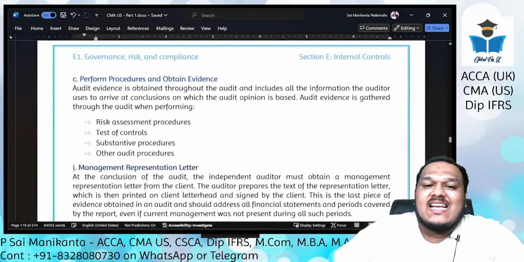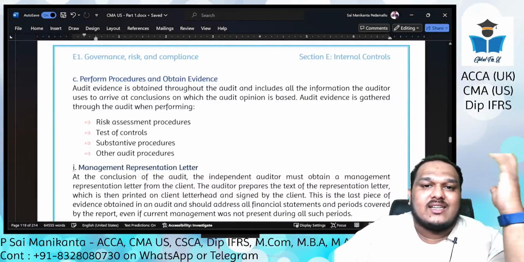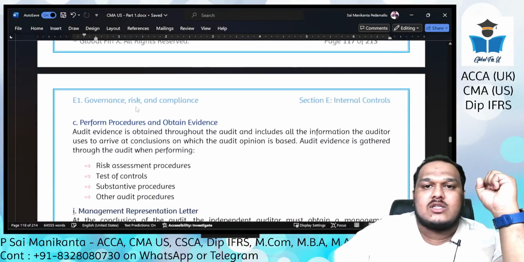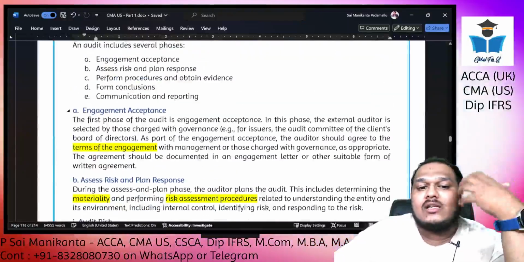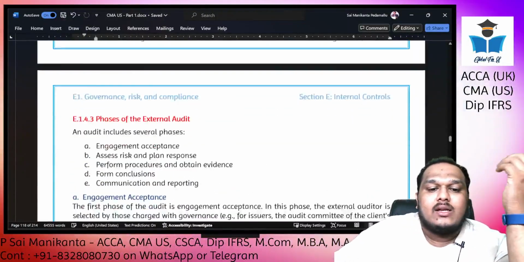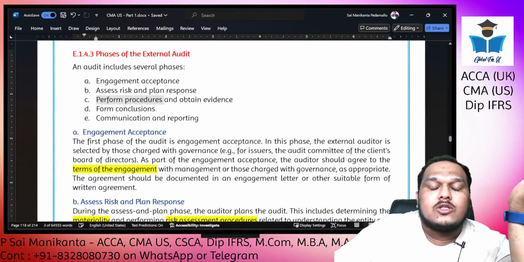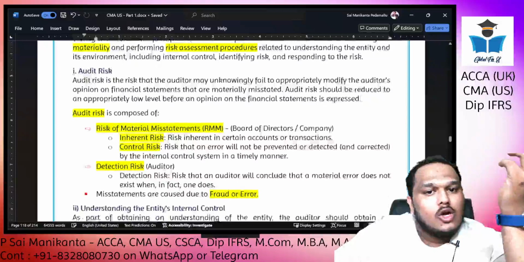Hi guys, let's continue our discussion on the audit phases of the external audit. So in the previous two lectures, we have covered the first two phases, that is the audit engagement and the risk assessment and planning. So in the third phase, we basically do the entire audit, which is performance of the audit procedures and gathering of the audit evidence.